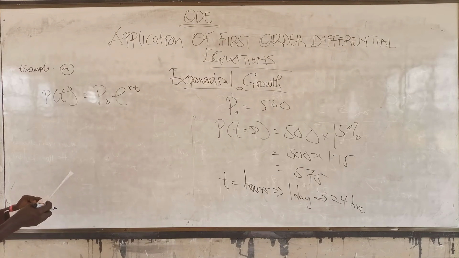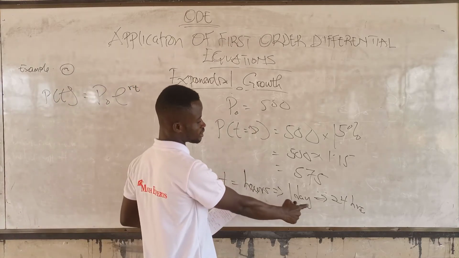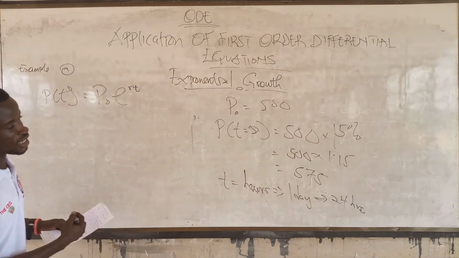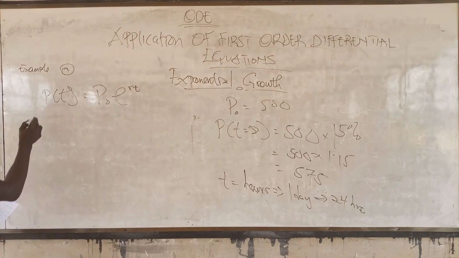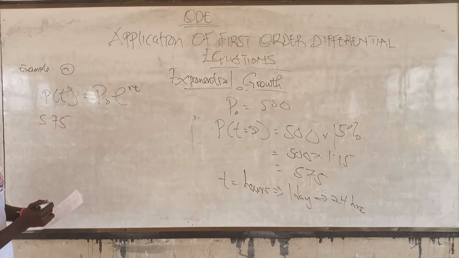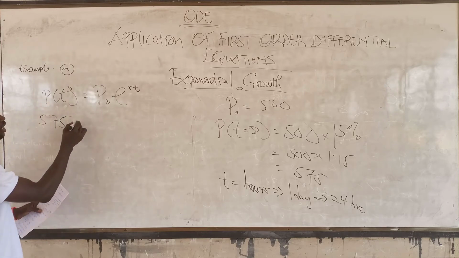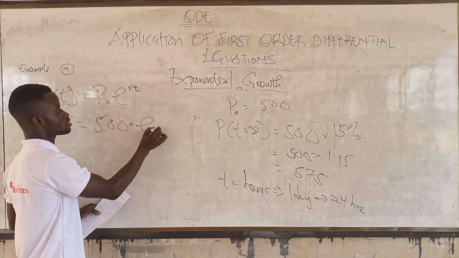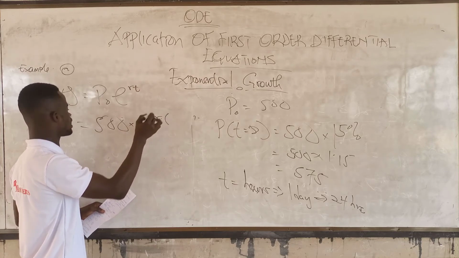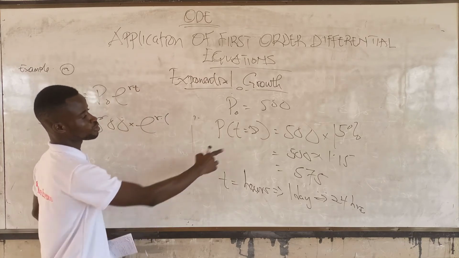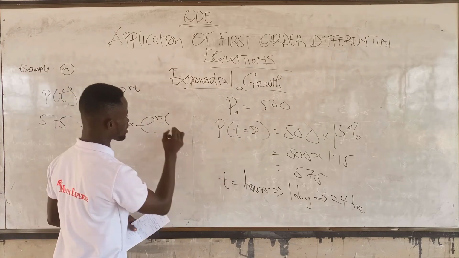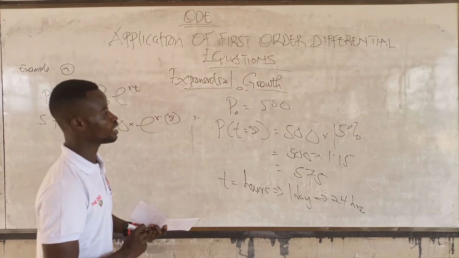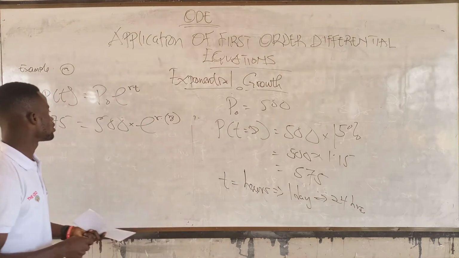So to go for the R, we know that after every 8 hours, we get 575 bacteria. So B of T represents 575 bacteria. And that will equal the initial, which is 500, times E raised to the power R, which is what we're looking for. And the time here is going to be 8, since we are using this. Please here, we don't use the initial. Very good.